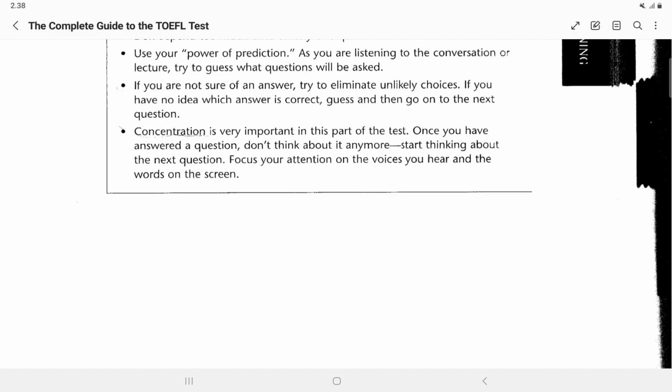Concentration is very important in this part of the test. Once you have answered a question, don't think about it anymore. Start thinking about the next question. Focus your attention on the voices you hear and the words on the screen.